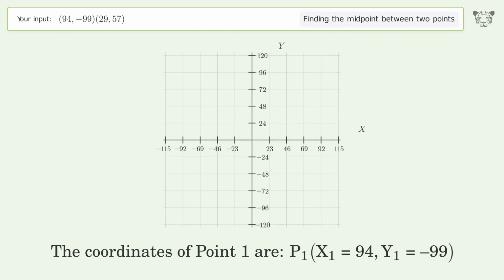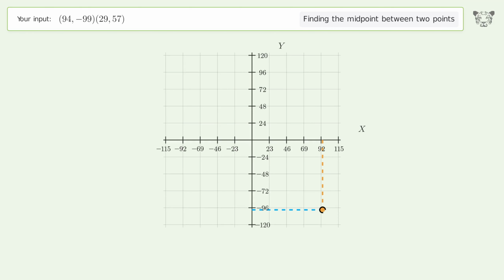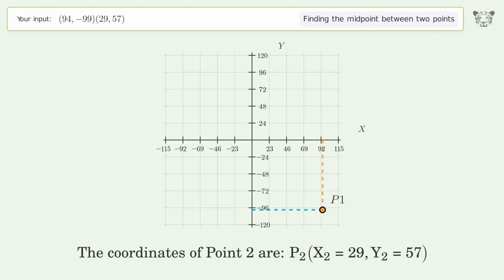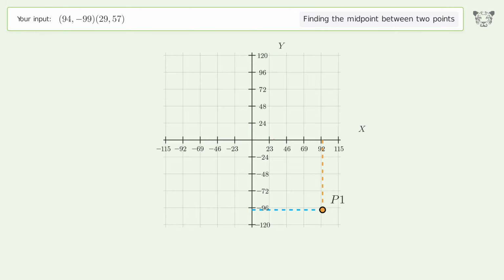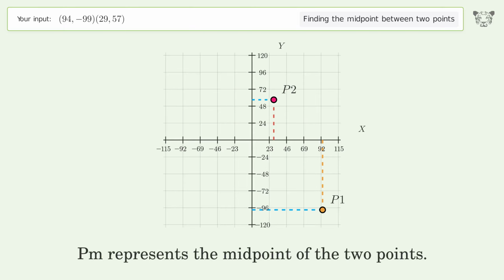The coordinates of point 1 are, x1 equals 94, y1 equals -99. The coordinates of point 2 are, x2 equals 29, y2 equals 57. PM represents the midpoint of the 2 points.